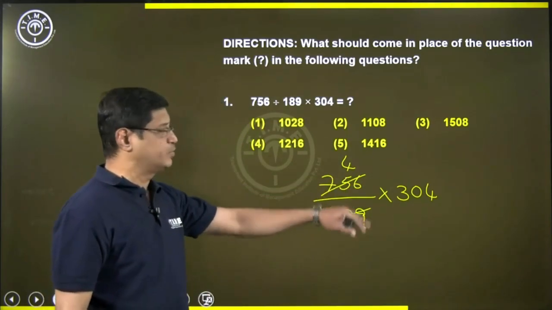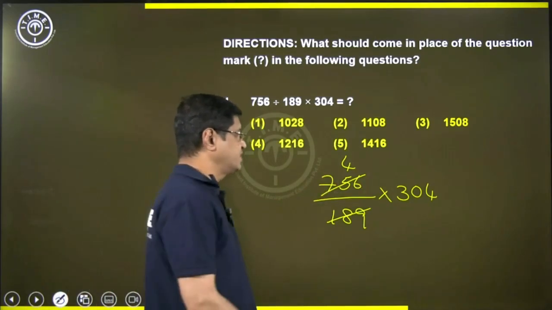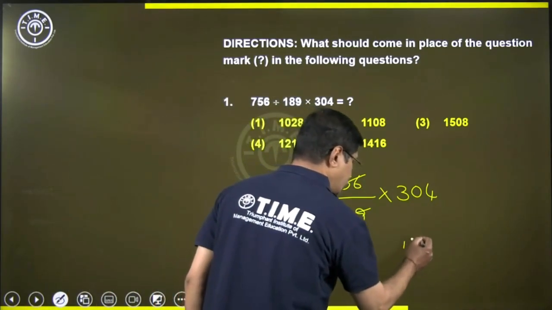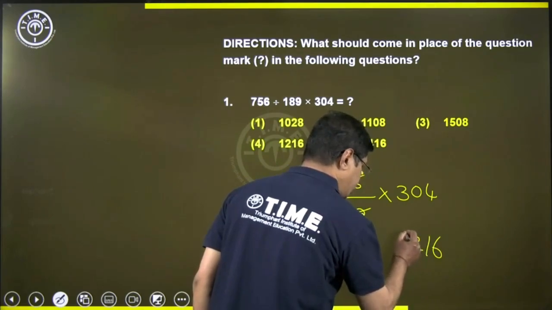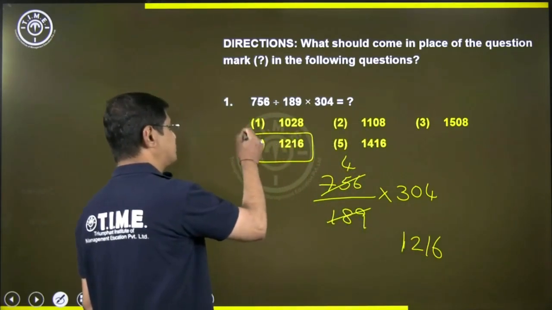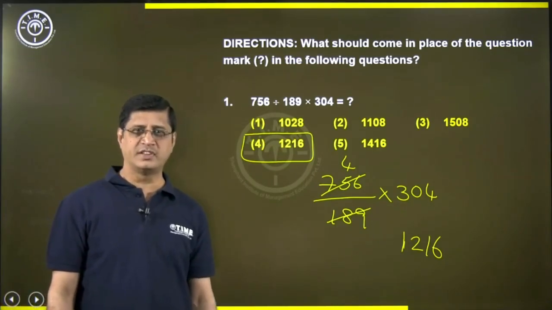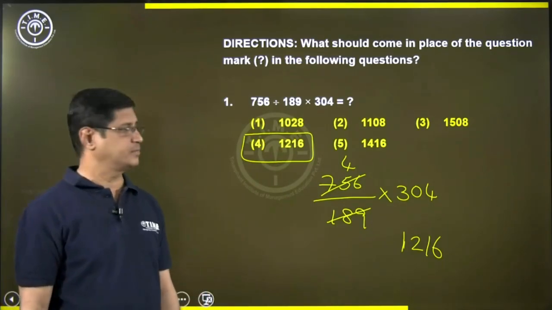Now observe 4 times 300 is 1200. 4 times 4 is 16. So what is the result? 1216. Option 4 is the answer. The answer choice for this question is 4.